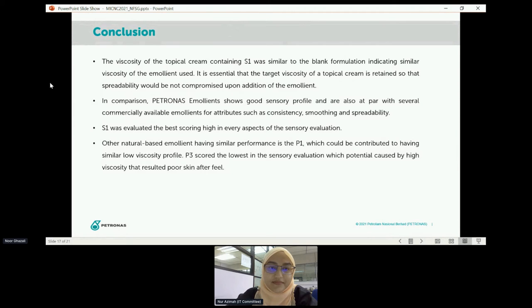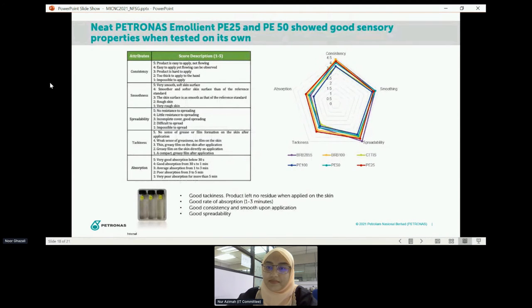And sample P3 scored the lowest in sensory evaluation, which was potentially caused by high viscosity, resulting in a poor skin after feel due to the sample being very viscous. And from this research study, we can also conclude that the neat Petronas emollient PE25 and PE50 showed good sensory properties when tested on their own: a good thickness, the product left no residue when applied on the skin, good rate of absorption, which is 1 to 3 minutes, good consistency and smooth upon application, and good spreadability.